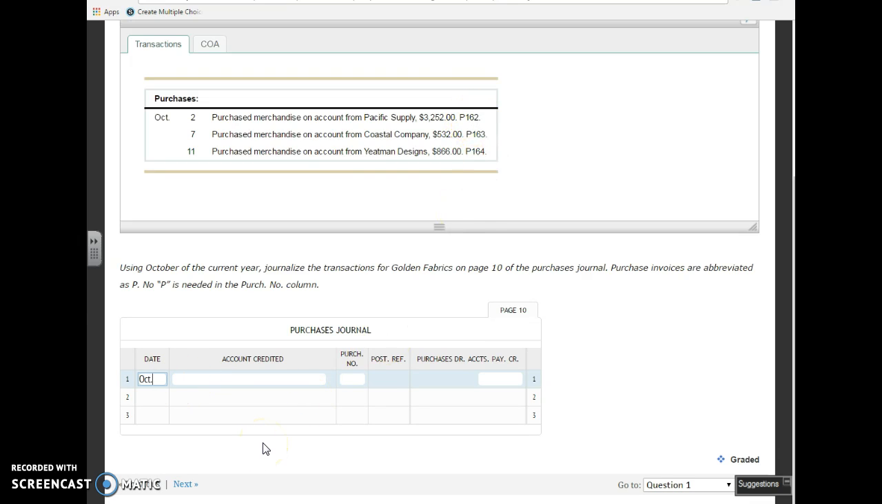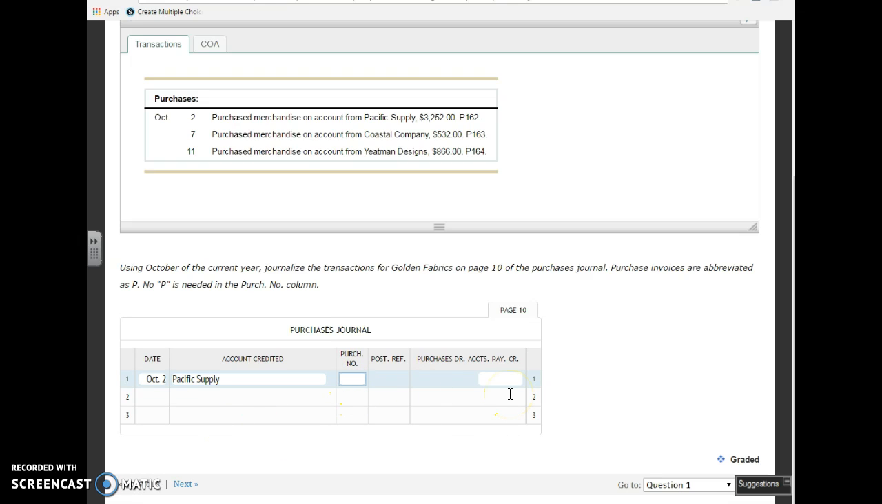So our date is October 2nd. We do have to write the month because we're starting with a new transaction. All we have to write is Pacific Supply. We do not have to write accounts payable anymore. Because we're working on a purchases journal, we know that we're already working with accounts payable, so we don't have to repeat that. So we just put on Pacific Supply.